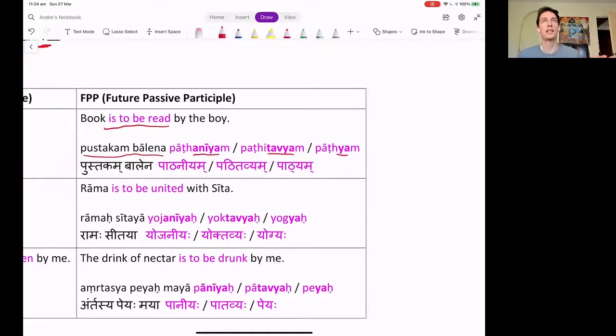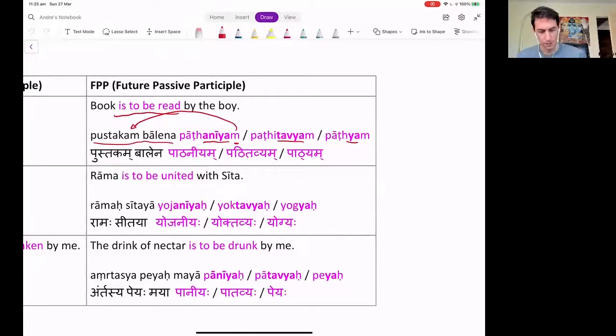So what does that mean? You simply add any one of these three options and you have an FPP. The big lesson here is root plus aniya, root plus tavya, or root plus ya. And then you decline it according to the word that it points to. So the book by the boy is to be read. Pathaniyam. The book, any one of them is fine. So there's no patishyam or patisyam. No, it has to be strictly aniya, tavya, or ya. Those are the only three options that are pertinent to FPPs, nothing else.